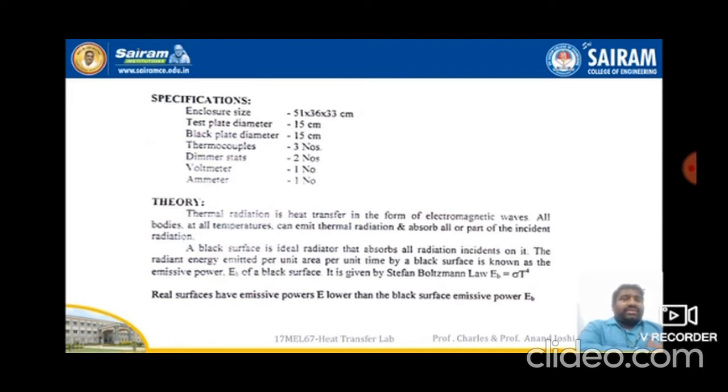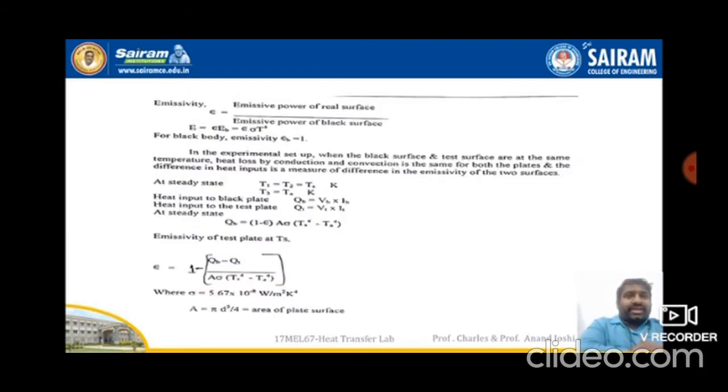The theory behind this experiment is that real surfaces have lower emissive power than the black surface emissive power. You must understand that a real surface, other than a black body, has less emissive power than a black body. That is the theory of emissivity. Emissivity is defined as the emissive power of the real surface to the emissive power of the black surface. So E is equal to epsilon EB, which is epsilon sigma T to the power of 4. For a black body the emissivity is 1.